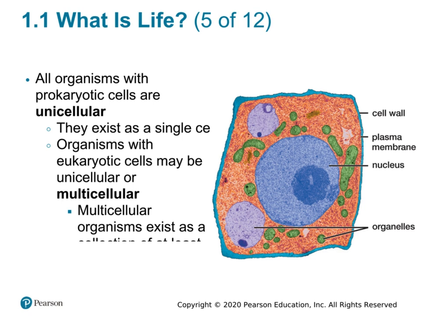Here's a cell on the right that has a nucleus, so it would be considered eukaryotic. All organisms that are prokaryotic are unicellular, or just one cell, whereas eukaryotic cells may be a part of a unicellular or a multicellular organism. But if it's multicellular, what we mean is at least two cells or more.